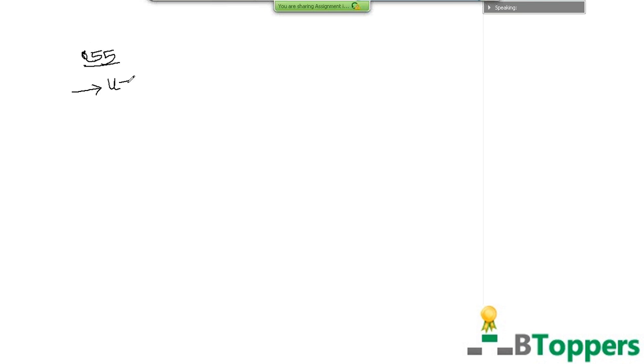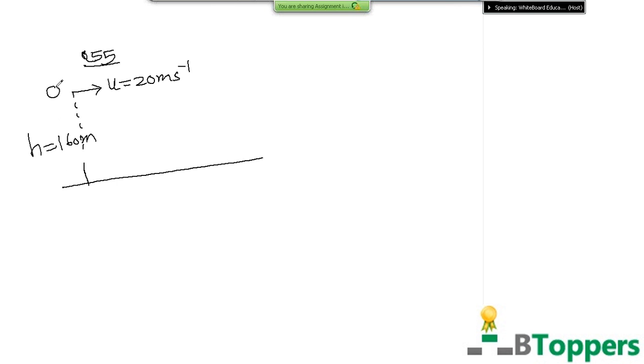It is given that the body is projected horizontally with an initial velocity of 20 meters per second from a height h equal to 160 meters above the level ground. Let O be the initial position of the body, from where it begins to move under the influence of gravity. The body moves along a parabolic path.